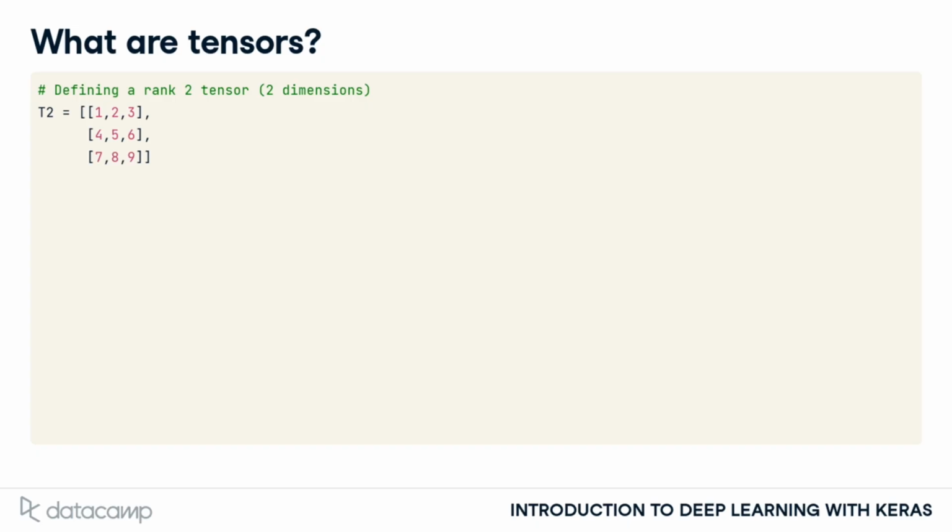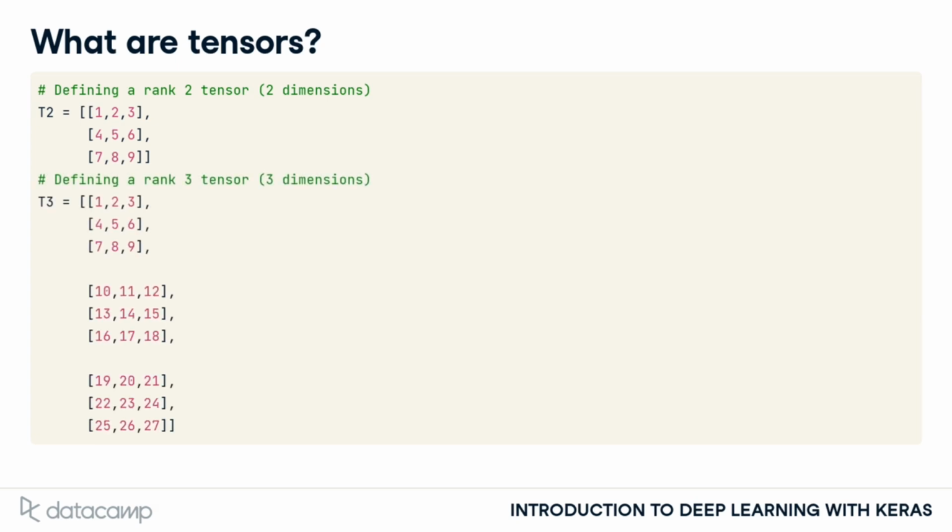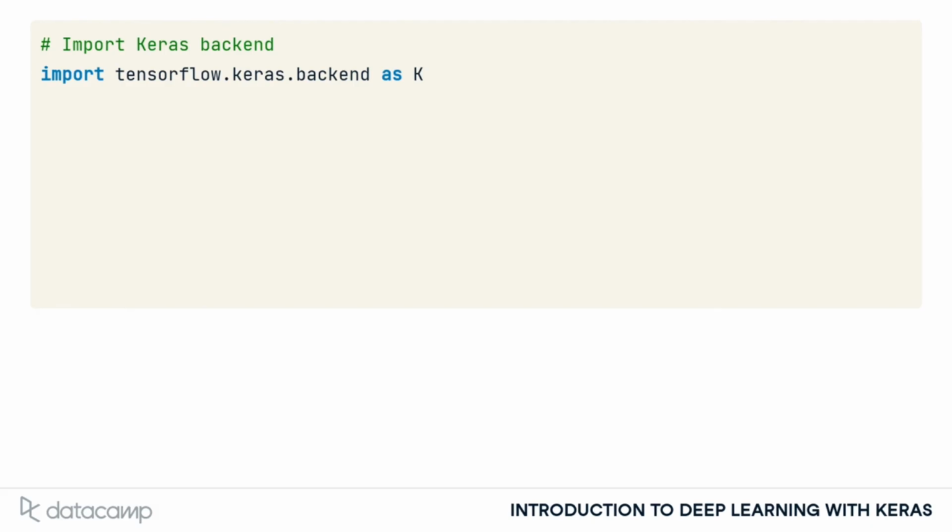A tensor is a multidimensional array of numbers. A two-dimensional tensor is a matrix. A three-dimensional tensor is an array of matrices. If we import the Keras backend, we can build a function that takes in an input tensor from a given layer and returns an output tensor from another layer.